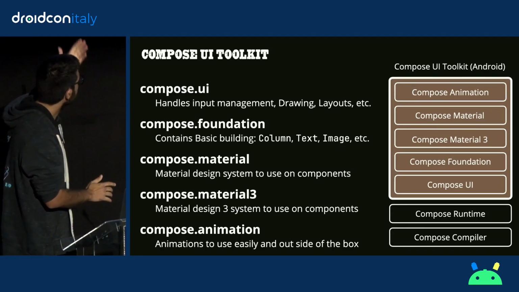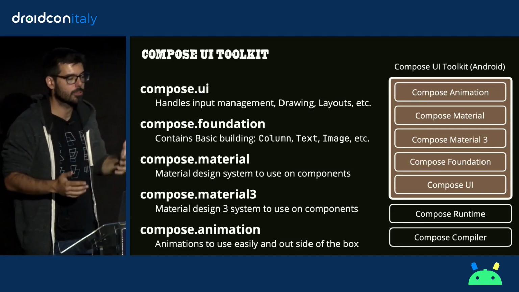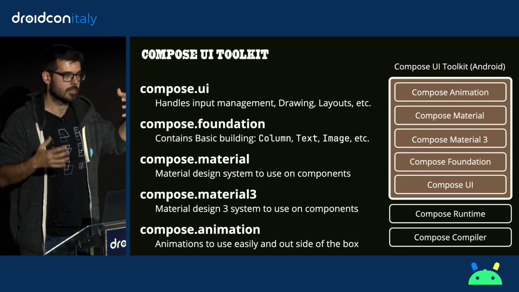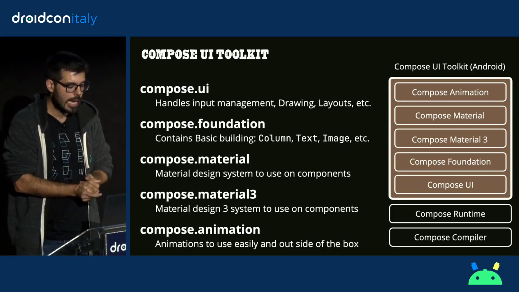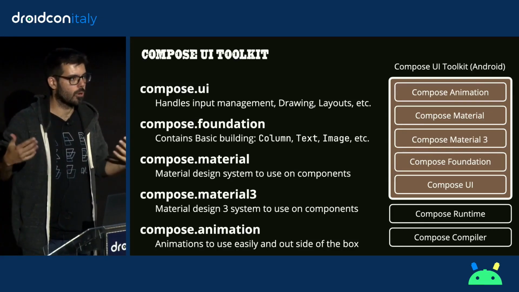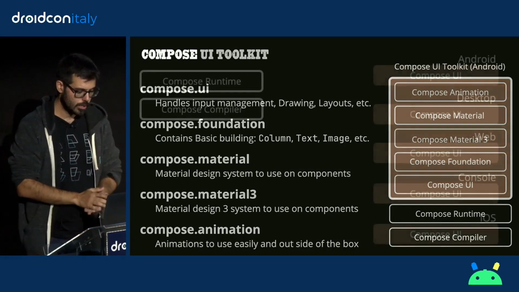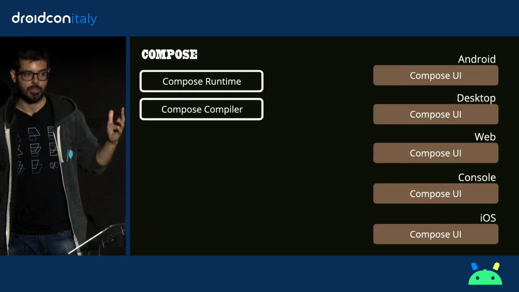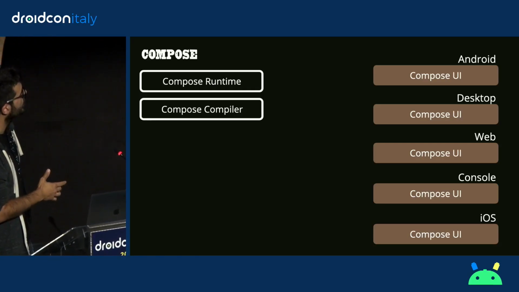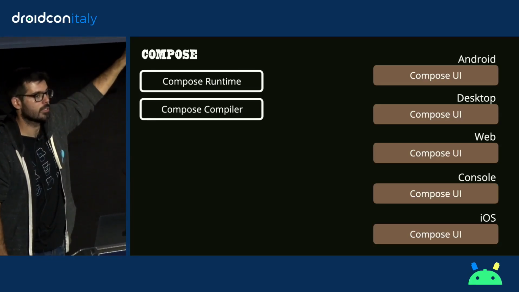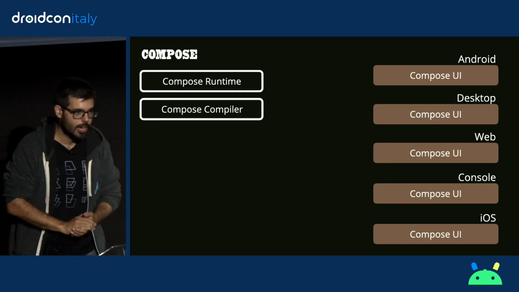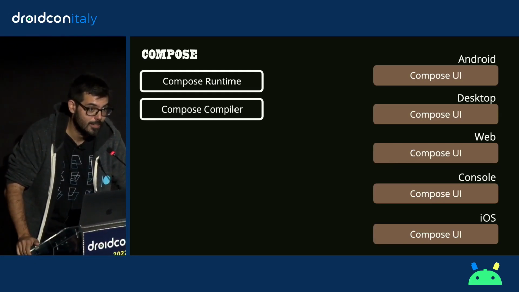which is composed by Animation, which allows you to make animations, the Material 3 and Material Design components, the Foundation that contains the basic building blocks of your apps, and of course the Compose UI that allows you to draw and have layouts and text input in your applications. A great thing about this, and this is what I'm going to talk about next, is that we can have the Compose compiler and runtime, and then create a UI toolkit for each one of the platforms. So we can have it for Android, desktop, web, console, and, to all the iOS developers out there, for iOS.